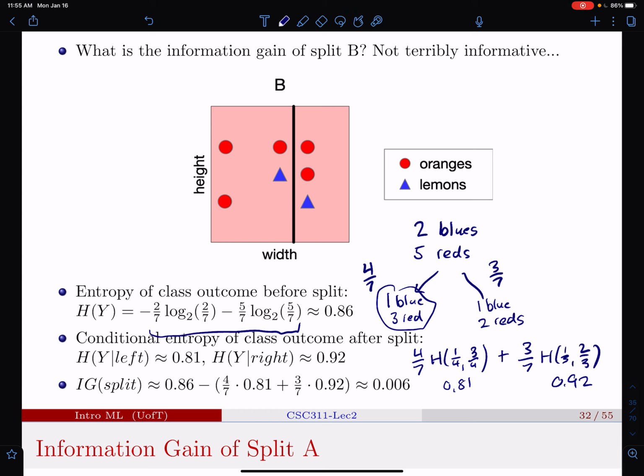What is y here? Y is the split we choose. So I guess in this case, it's whether the width is greater than or less than a certain number.